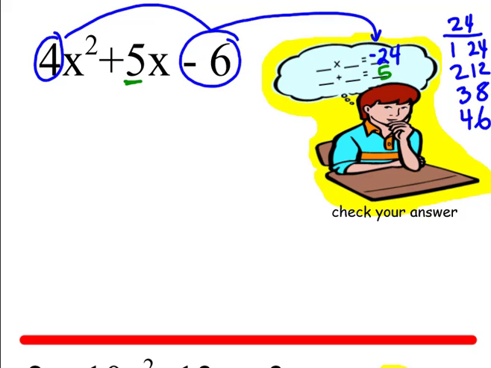So my 2 numbers have to multiply together to give me negative 24, but then add up to give me a 5. And the only way that can happen is if I have a negative 3 and a plus 8. So I have negative 3 times 8 is negative 24, and negative 3 plus 8 is positive 5. So this is why they call it decomposition.